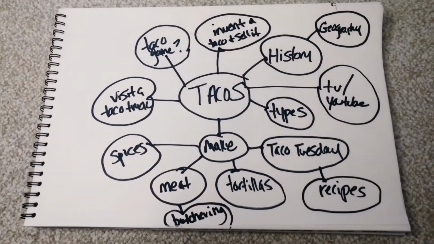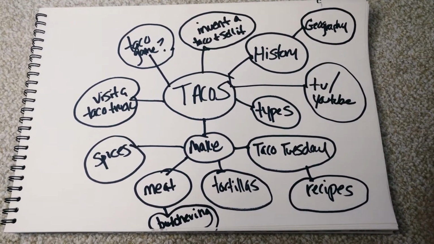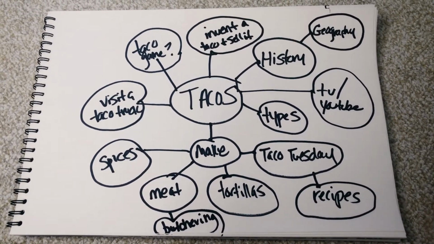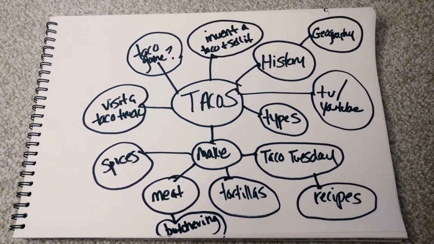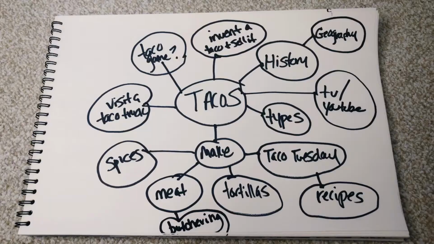So here you can see, this was essentially the web diagram that I came up with when I started thinking about what I wanted to do for the taco unit study. You can see it's not pretty, but all of my ideas are there, and I'll be able to organize them and sift through them later.